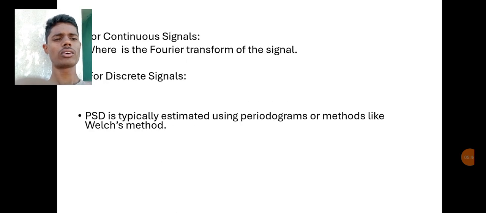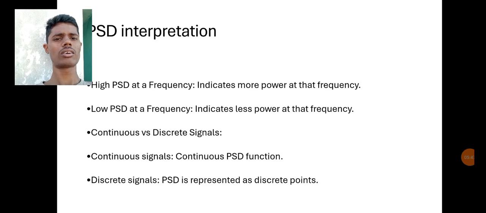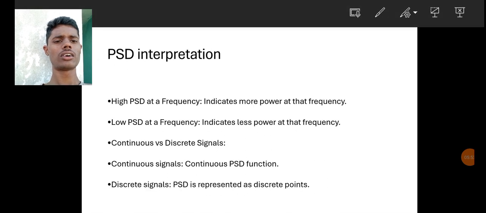You can find the power spectrum density of any signal, discrete signal or continuous signal. For a continuous signal, the power spectrum density is a continuous function; for a discrete signal, it is represented as discrete points.